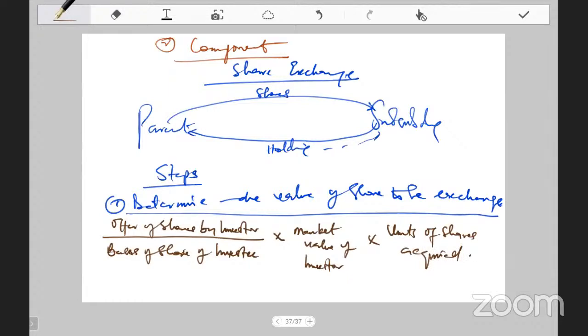Get that, class? What is the formula, please? Read the formula out for me, everyone.